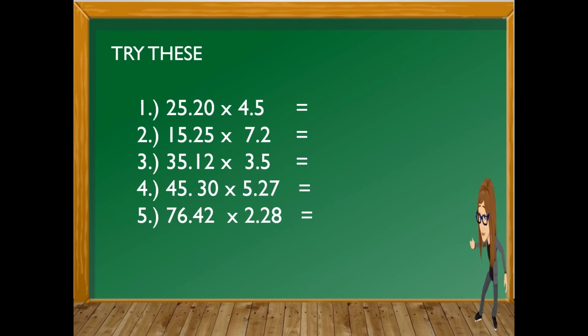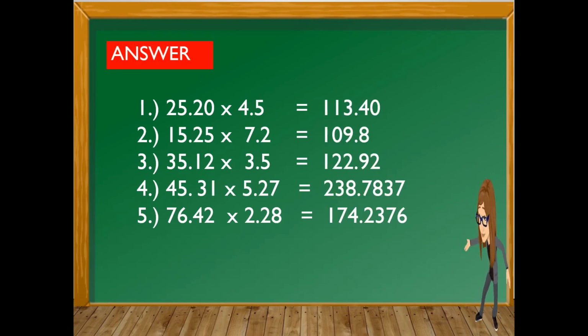Okay, let us check your answer. So we have here 25 and 20 hundredths multiplied by 4 and 5 tenths. The answer is 113 and 40 hundredths. Very good. Number 2, 15 and 25 hundredths multiplied by 7 and 2 tenths is equal to 109 and 8 tenths. Correct. Next, 35 and 12 hundredths is multiplied by 3 and 5 tenths is equal to 122 and 92 hundredths.